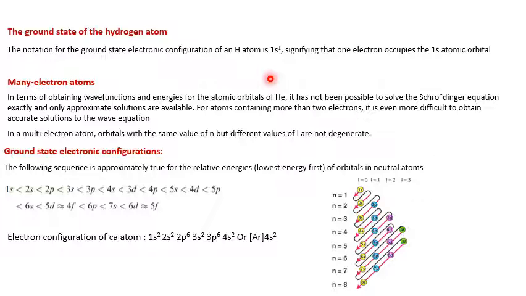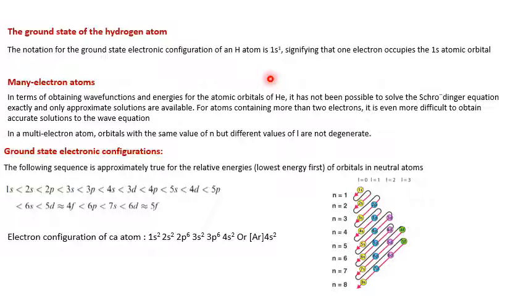First is the attraction between electron 1 and the nucleus. Second is the attraction between electron 2 and the nucleus, and third is the repulsion between electron 1 and electron 2. So the net interaction determines the energy of the system. In the ground state of helium, the electronic configuration is 1s2. That is, two electrons reside in the 1s orbital, and the spin quantum numbers of these two electrons will be ms equal to plus half and minus half.